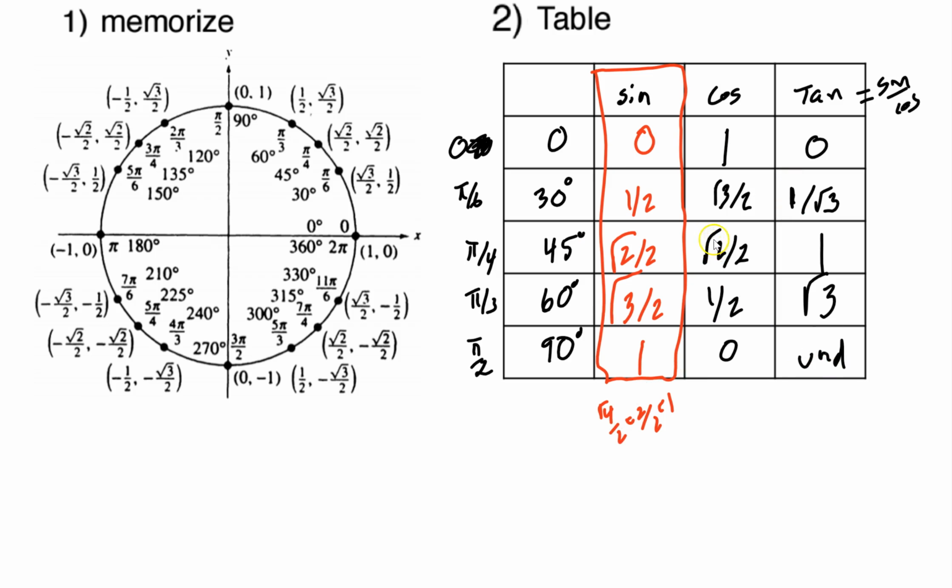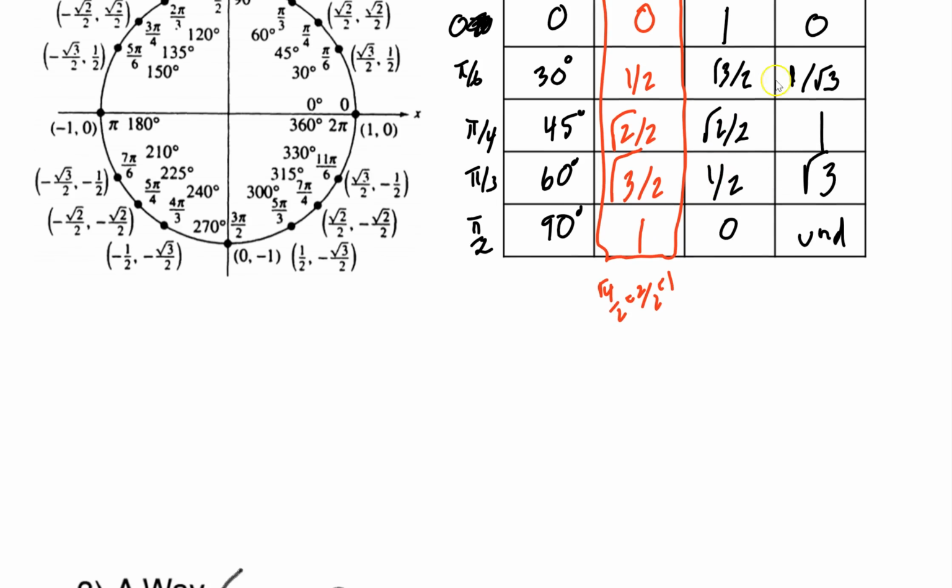And that's the table. Again, this sine right here is the most important part: 0, 1/2, rad 2 over 2, rad 3 over 2, 1. And once you get that, you just flip it for cosine, and then tan is sine over cosine. There's actually one more part of the table, and that's very, very important, and we'll talk more about it in a second, and that is All Students Take Calculus.